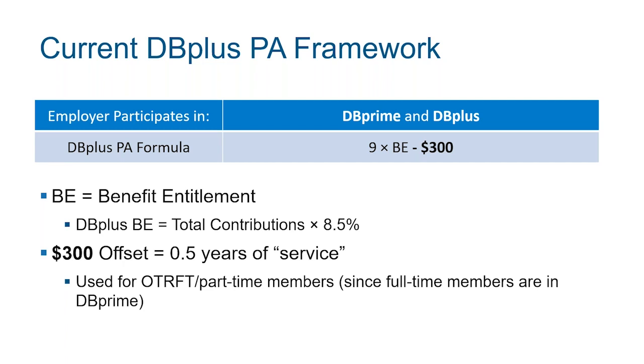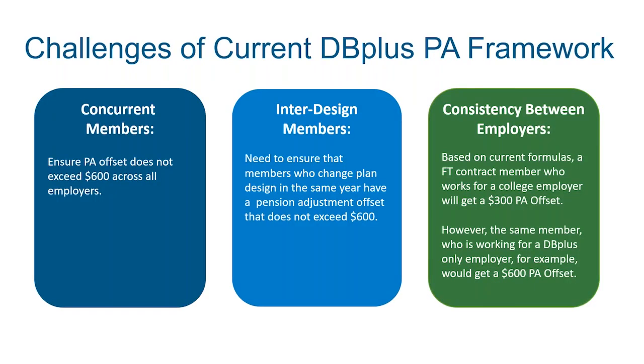Some of you may remember that DBplus was originally designed for other than regular full-time employees, most of whom did not work full-time hours. For those members, a $300 offset applied with the assumption that for the most part, their service, if it was a factor, would be less than full-time. The simplicity of this framework meant some challenges for different aspects of plan administration.